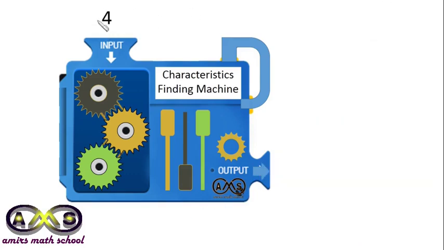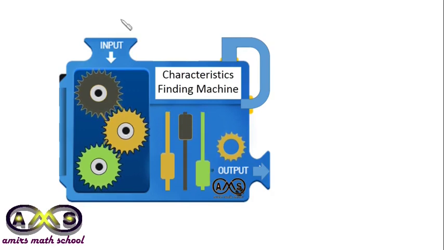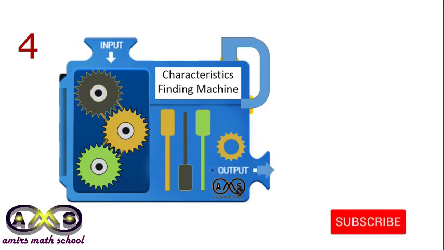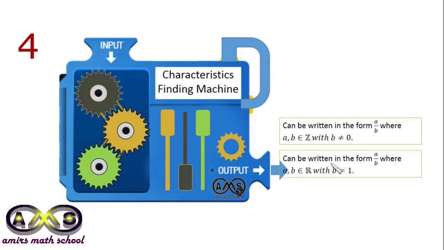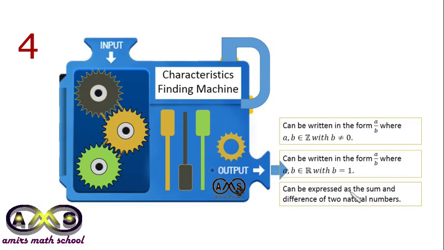Now we take 4 as input. After processing, the machine gives the output: it can be written in the form a by b, where a, b belong to integers with b not equal to 0, which is the condition for a rational number. It can be written in the form a by b with b equal to 1, which is the condition for an integer. And it can be expressed as the sum and difference of two natural numbers, which is also a condition for an integer. So the number belongs to integers.